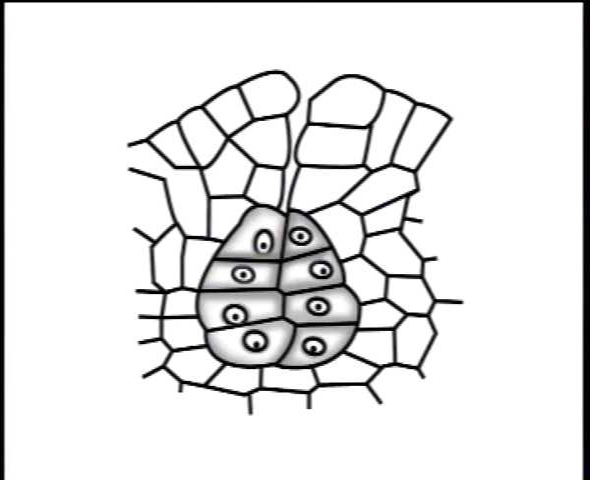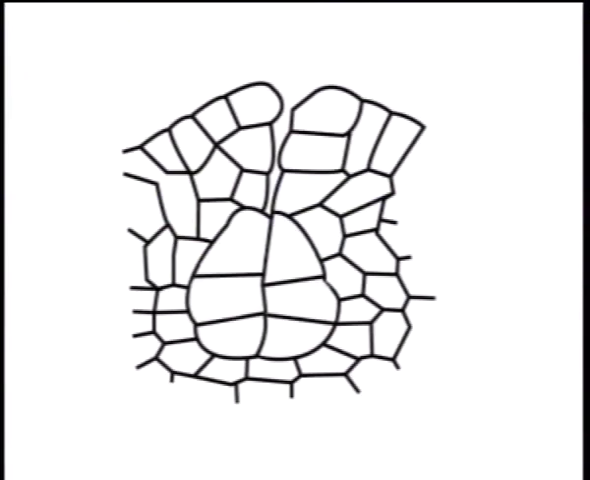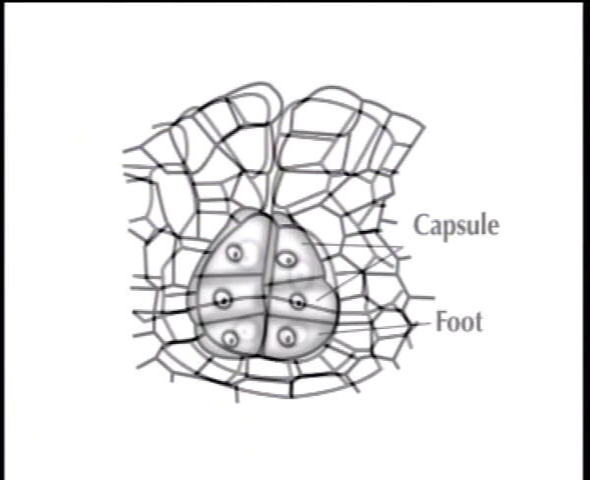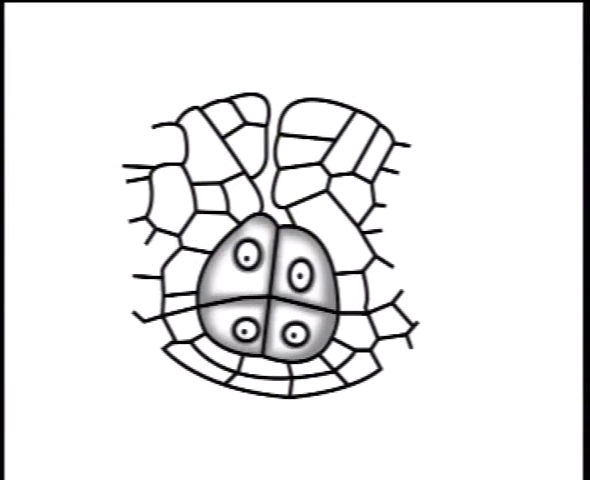Sometimes one tier may divide transversely, forming a 3 tiered and 12 celled embryo, as in Anthoceros angustus, where the lower tier forms the foot and the upper 2 tiers form the capsule. In case of Anthoceros crispulus, both the tiers divide transversely, forming a 4 tiered and 16 celled embryo, in which the lower 2 tiers form the foot and the upper 2 tiers develop into the capsule.